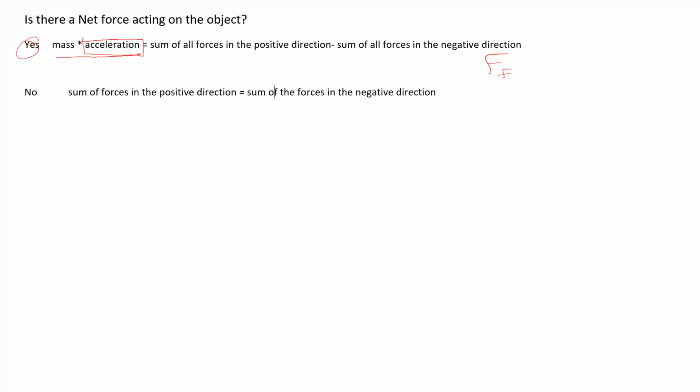If the answer is no, if the object is moving at a constant speed, or if it's just sitting there on a table, then the net force is zero. The sum of all forces in the positive direction equals the sum of the forces in the negative direction. So the key is to draw a picture, and then solve that way.